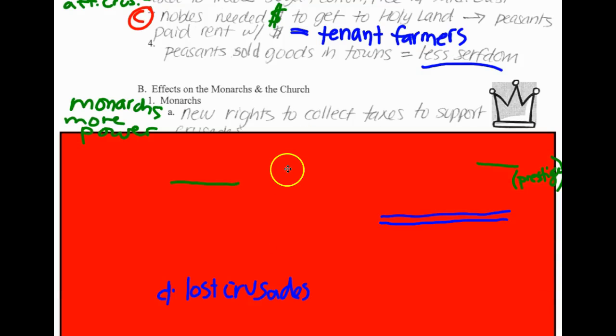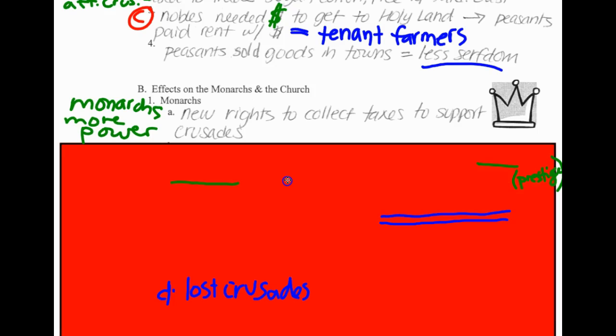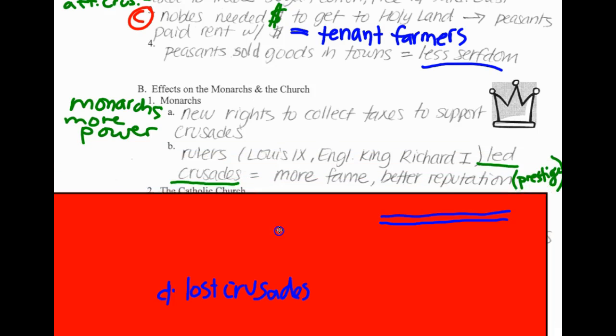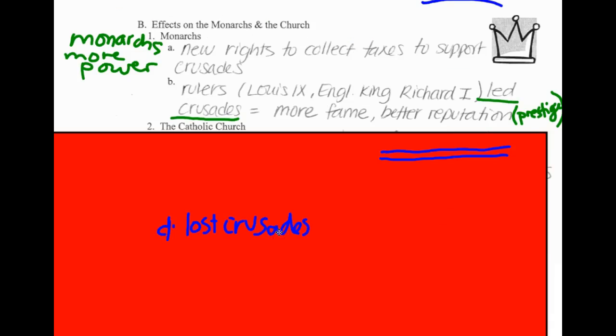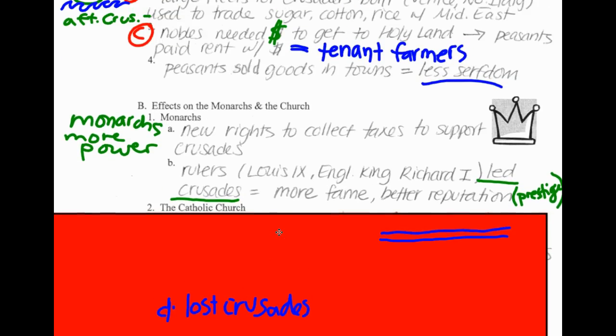More effects. The church and monarchs. Monarchs got more power. That would be a good thing to write to the side. Rulers like the ones listed there led crusades, and that led to their names being more widely known.